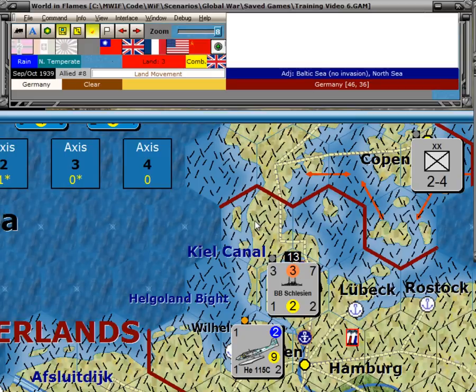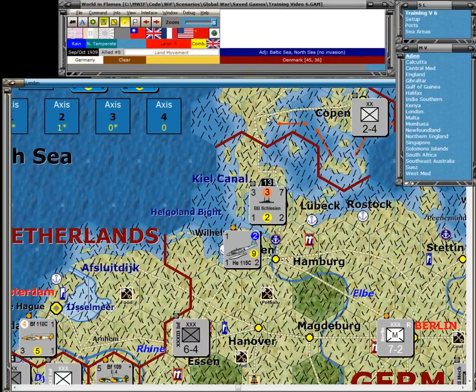It's adjacent to the North Sea, and since there's no explanation behind it, it can be invaded from the North Sea. If we move to the hex just above it, we get the reverse. This one's adjacent to the Baltic and can be invaded. It's also adjacent to the North Sea, but it cannot be invaded. So if you're in doubt as to which hexes can and cannot be invaded from which sea areas, this blue line up here makes that crystal clear.